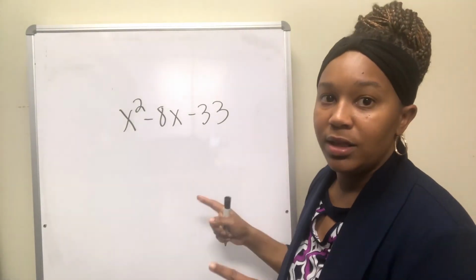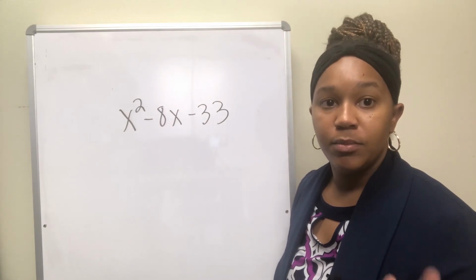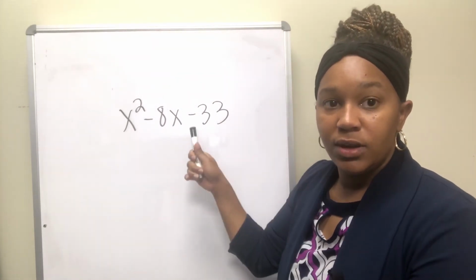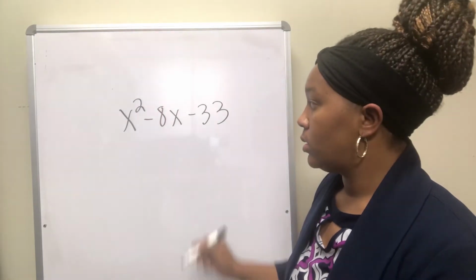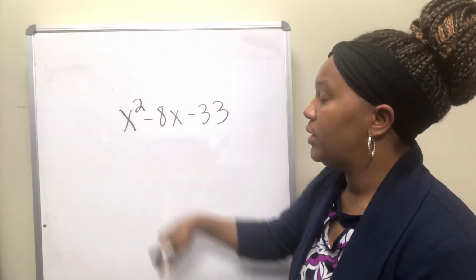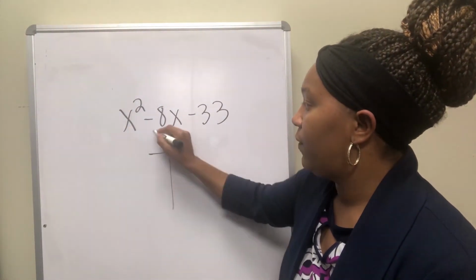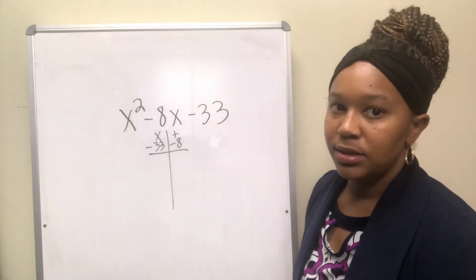So now you try this one, x squared minus 8x minus 33. Try it, pause for a minute, and see if you can factor this. All right, so it's 3 terms. It's a trinomial. The leading coefficient is 1. So you want to take factors of negative 33 that add to negative 8.